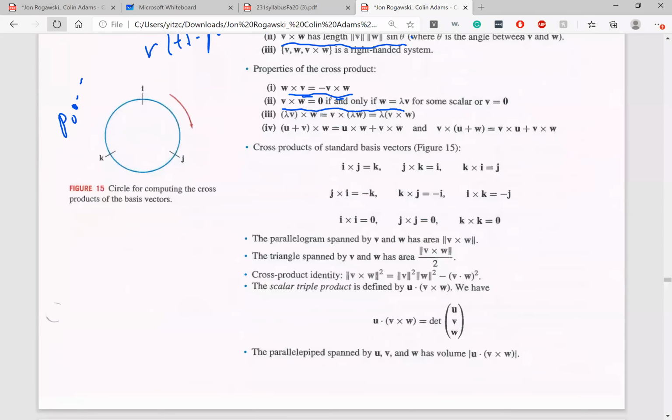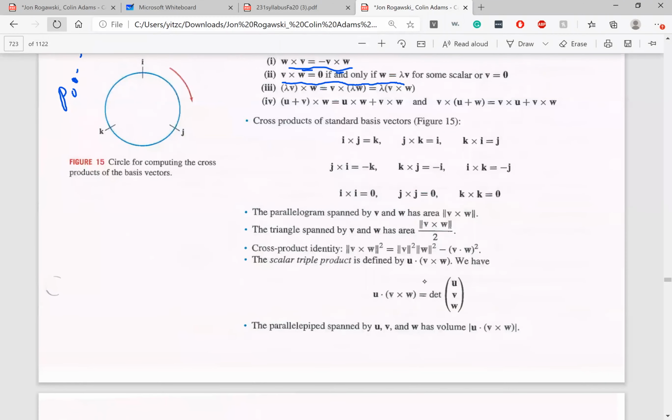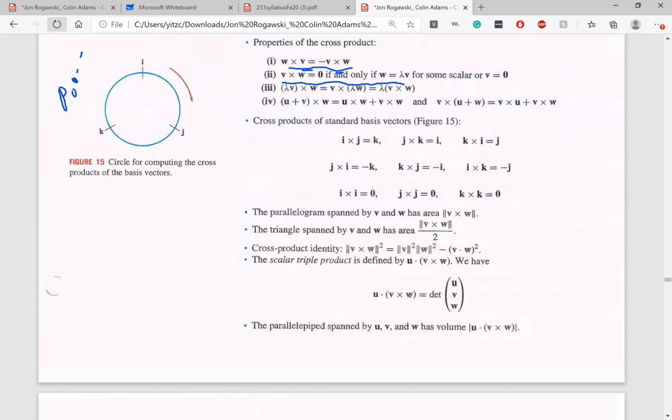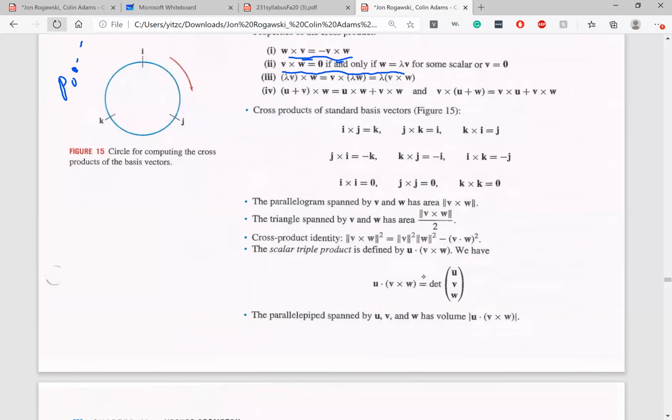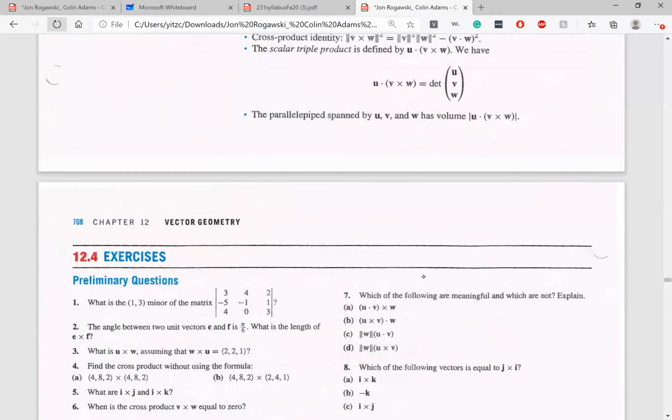Yeah, and then know the area of the parallelogram. Sorry, yeah, the area of the triangle. The scalar triple product and how it's kind of connected to the determinant. So either remember it as a determinant, I guess, or as this, but know how the parallelepiped, its volume is given by this formula. So those are the main points from this section.